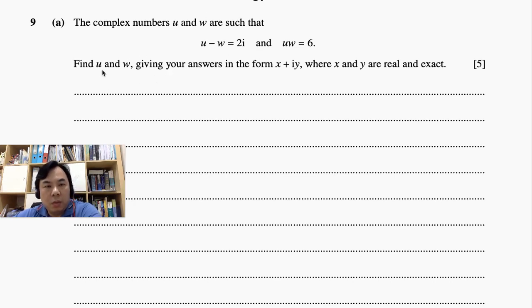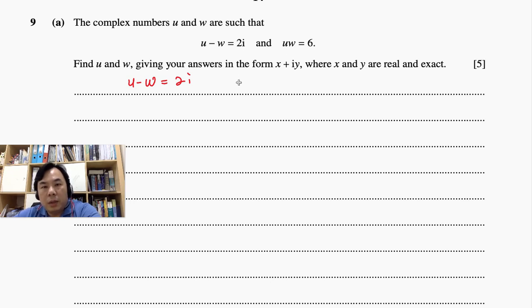In this case, we will let u be x plus iy, so this would be x plus iy minus, okay, minus w. Oh, hold on. Sorry, I misread that. u and w is in this form. Sorry, my bad. I should be using the original one here. So u minus w is equal to 2i.